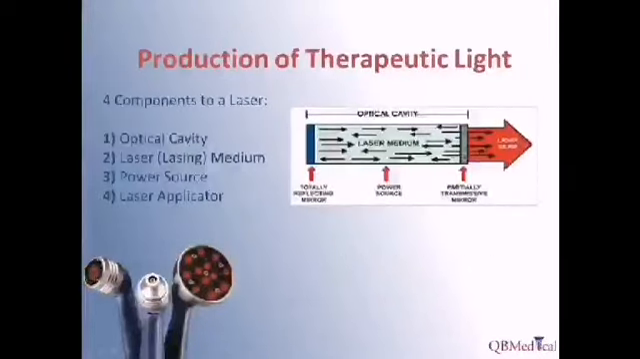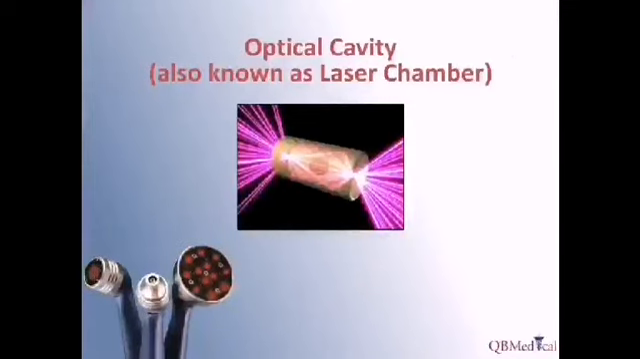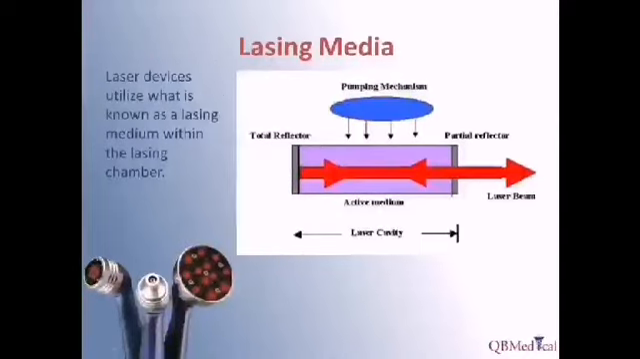There are 4 basic components to any laser: the optical cavity, or lasing chamber, the active lasing medium, the power source, and the applicator to direct the laser beam. Here we have a picture of the optical cavity, also called the lasing chamber, where the amplification actually occurs. Within the lasing chamber, we have what is referred to as a lasing medium. When power is input to the chamber, the molecules of the lasing medium become stimulated, which is what allows for amplification.